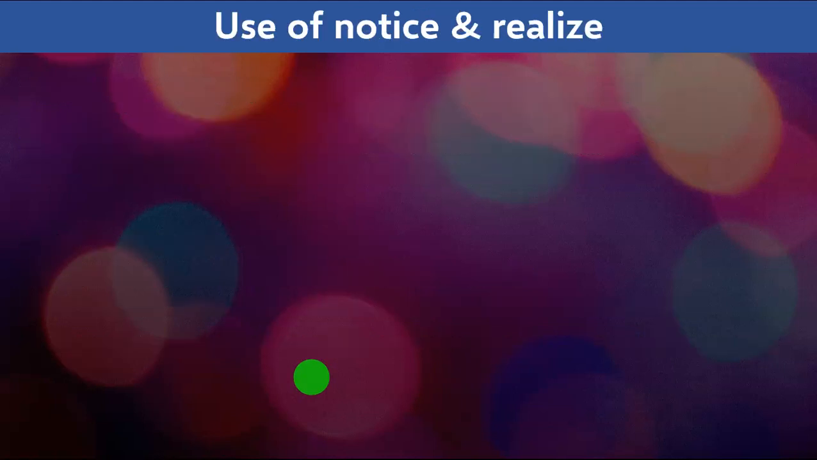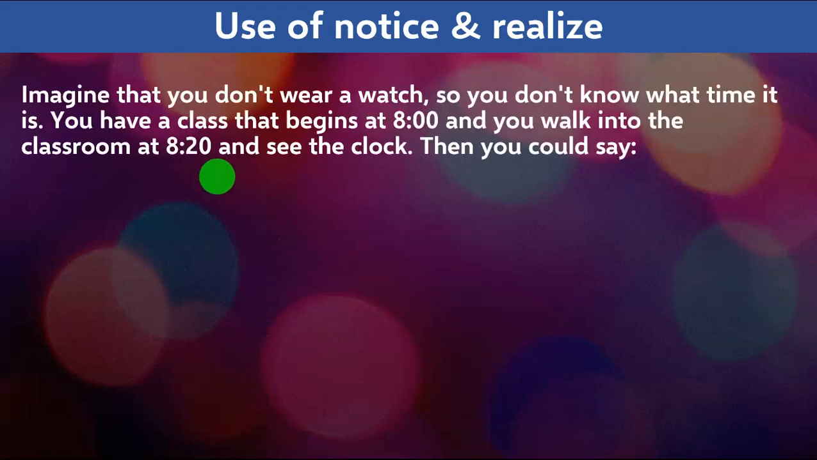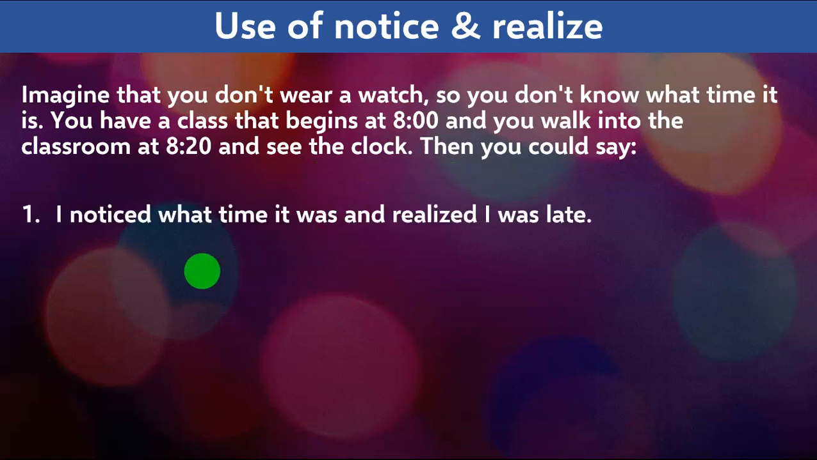Now, let us take a situation where in a sentence you will use both the words notice and realize. Now imagine that you don't wear a watch. So you don't know what time it is. You have a class that begins at 8 and you walk into the classroom at 8:20 and see the clock. Then the sentence could be, I noticed what time it was and realized I was late. You have noticed out here and you have realized out here.